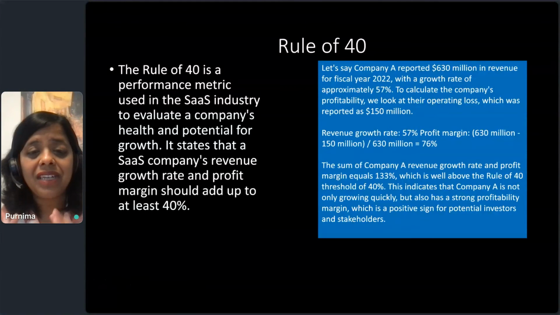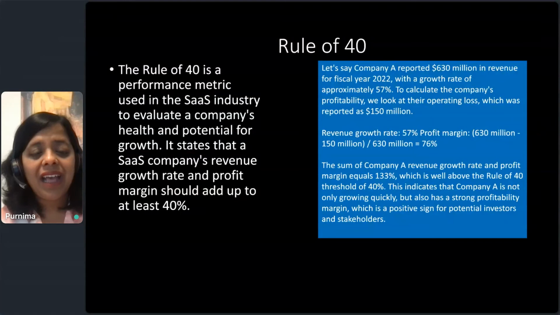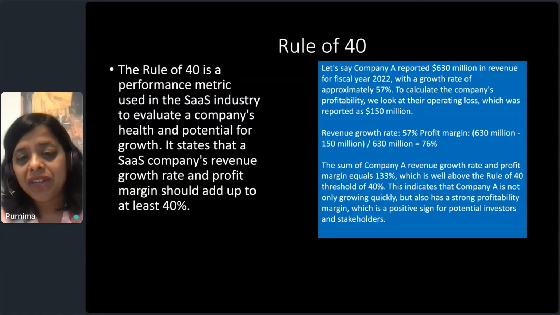The other thing that resonates really well, and this is from my experience presenting at the board level, is the rule of 40. Every investor is going to ask you this question: if you applied the rule of 40, would you be a company that is healthy and has potential for growth? So you can see there's a slight difference. Unit economics tells me I am profitable and I can sustain this profit. Rule of 40 tells me that I am profitable, but I also have a steady growth rate. What it says is, if you add your revenue growth rate and your profit margin, it should add up to at least 40. For example, this is also a real company that we all use.